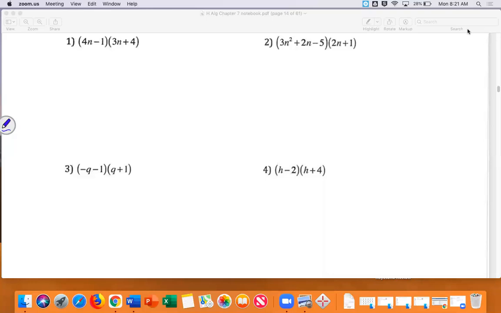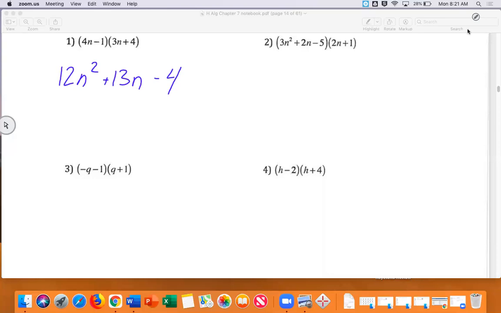All right, let's look at these. So number one, we have 4n minus 1 times 3n plus 4. That should be 12n squared. And then we're going to have plus 13n minus 4. AJ, is that what you got? Yeah. Okay.